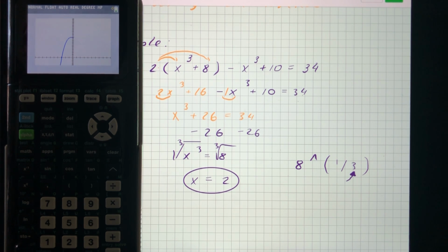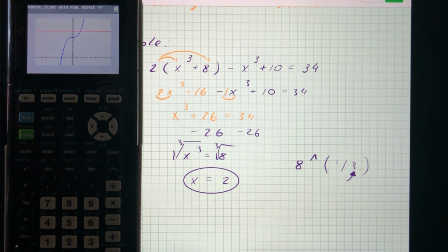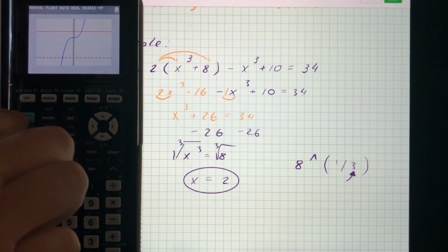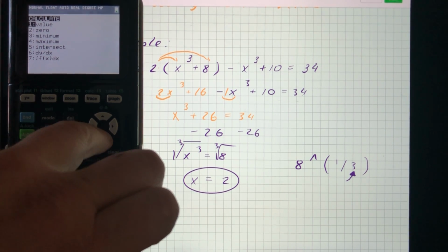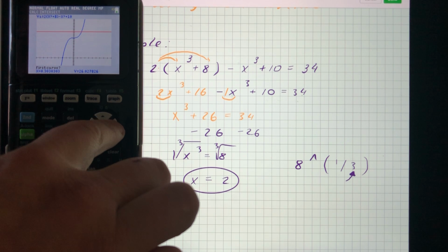So that should give us a good look. So here is the cubic. Here comes the 34. The red line is 34. Where they cross is the part where the left side was equal to the right side. That's the solution. Let's find what it is. Second, calculate, and we're looking for the intersection. So intersection between these 2 curves.